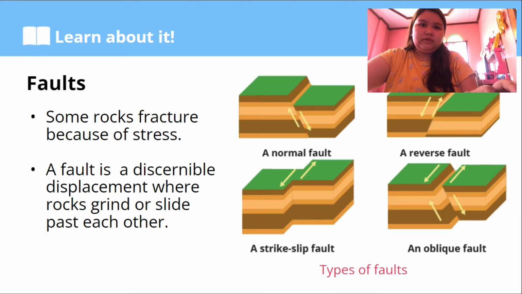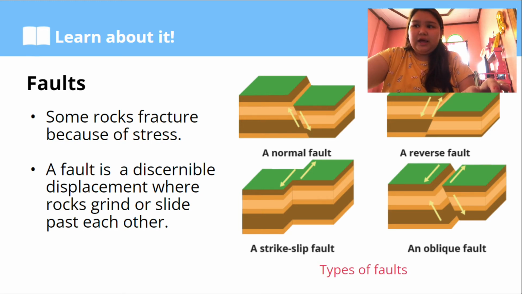Now faults. Some rocks fracture because of stress. A fault is a discernible displacement where rocks grind or slide past each other. So this is a picture of a normal fault, a picture of a reverse fault, and a picture of a strike-slip fault, and an oblique fault.